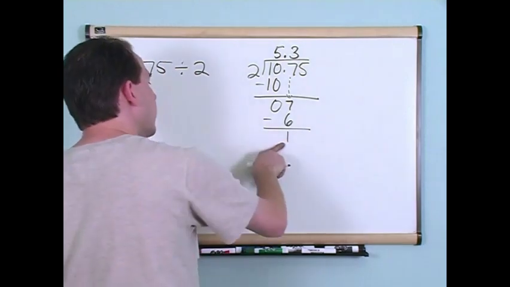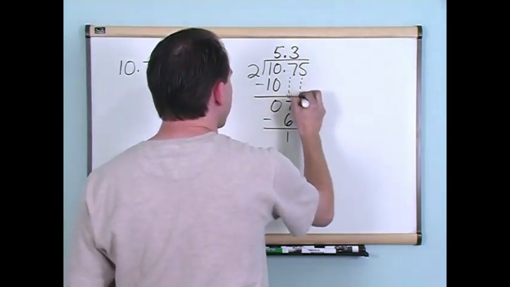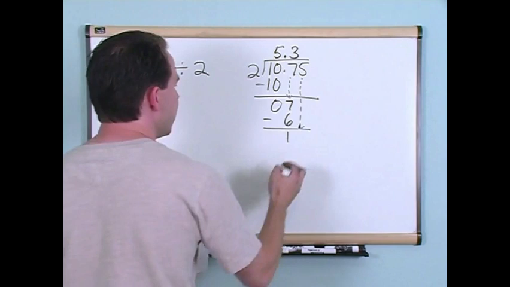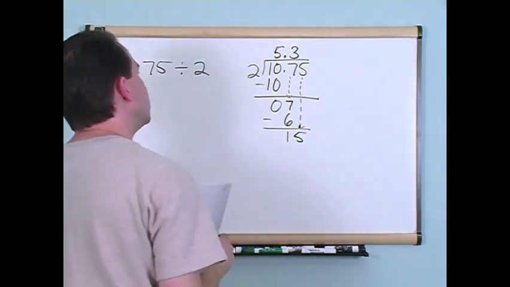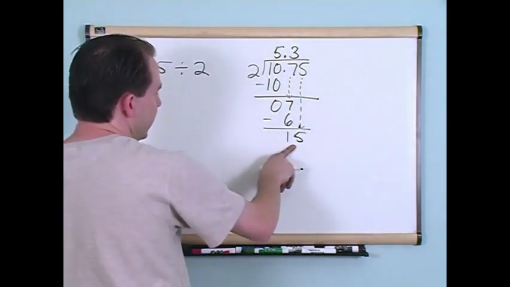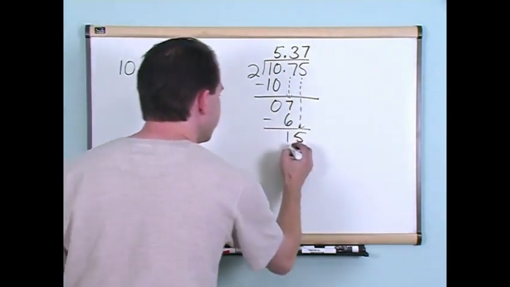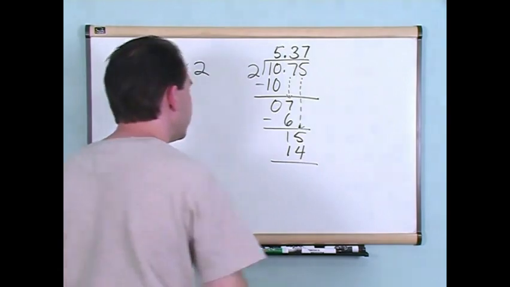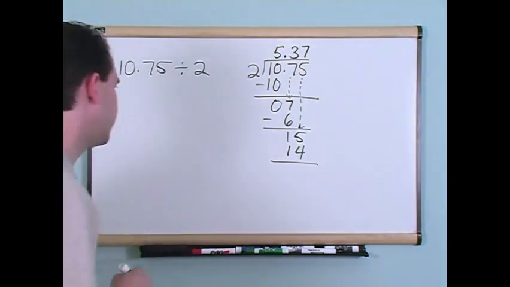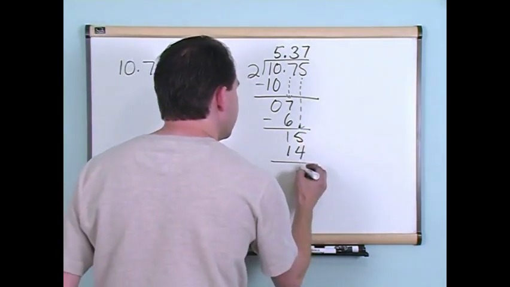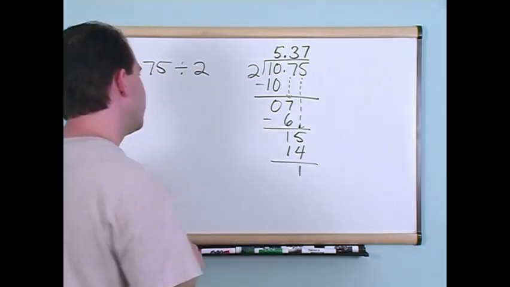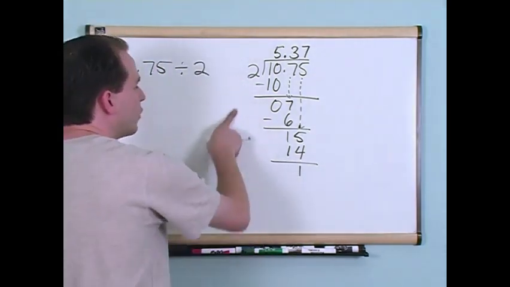Can 2 go into 1? Well, no, it can't. But before I give up, let me go ahead and drag down my next digit, which is a 5. Now I ask, can 2 go into 15? Yes, it can. The closest I can get is 7, because 7 times 2 is 14. And when I take 15, subtract 14, I'm only going to have 1 left over.